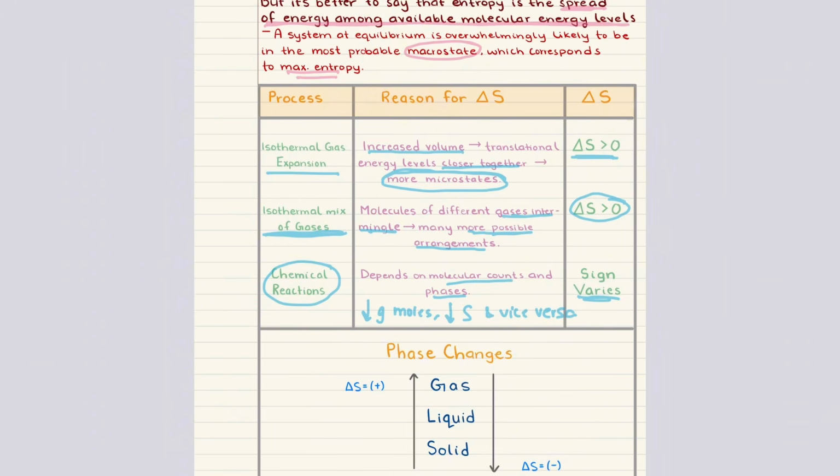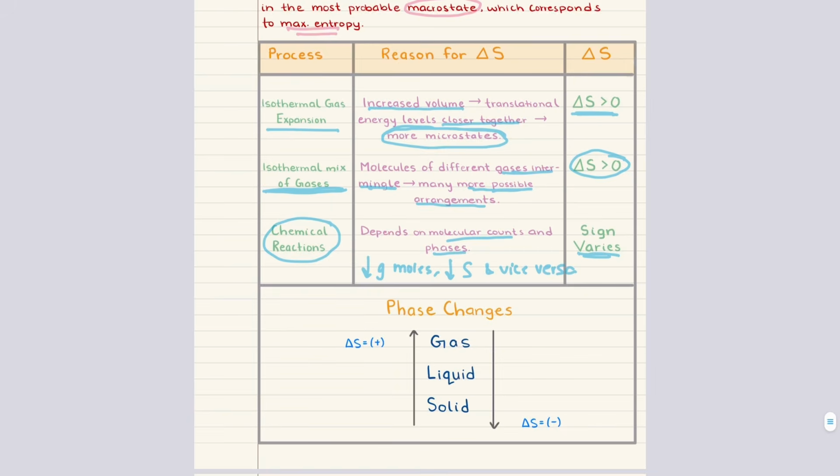Now, for the surroundings, the rule is simple. The sign follows the heat flow. So exothermic reactions, they release heat to the reservoir, and therefore they increase delta S surroundings. Endothermic reactions, they draw heat from the reservoir, and therefore they decrease delta S surroundings.